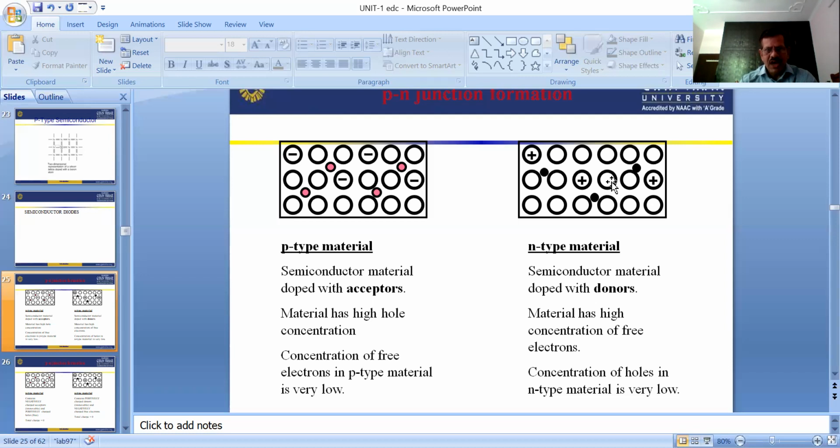The role of charge carriers is important in these two materials. In p-type materials, the semiconductor is doped with acceptors.